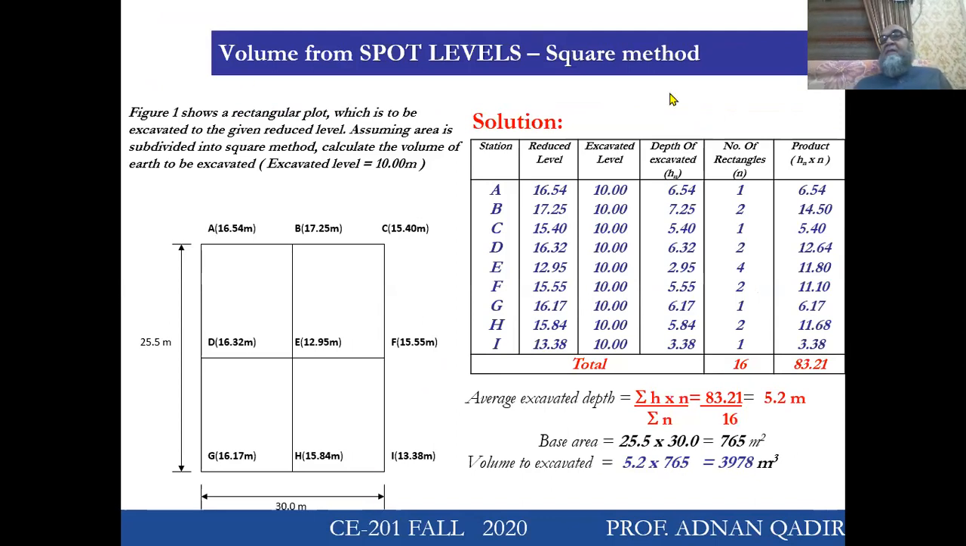Now, this is a very important example: how to calculate volume using spot levels. For example, you have been given a plot of 25.5 meters by 30 meters, and you borrow an excavator and ask him that you need all the earth to be taken out from this ground, and the excavated level, you say, is 10 meters.